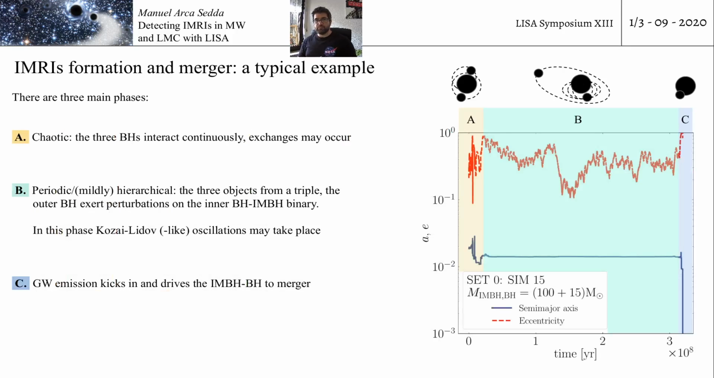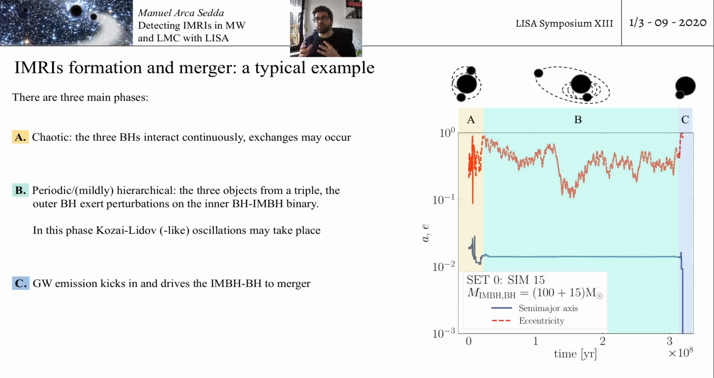We found many IMRIs in our models, and to describe the evolution of such IMRIs, the best way is to show the time evolution of the semi-major axis and eccentricity of the most bound pair in this triple configuration. So in this specific example, we see that the evolution is dissected into three main phases. Phase A, where we have a chaotic interaction between the two black holes and the IMBH.